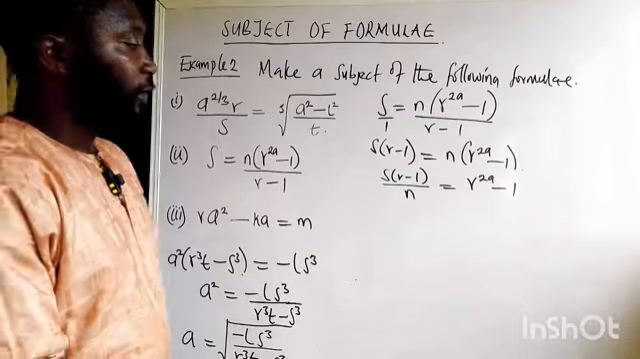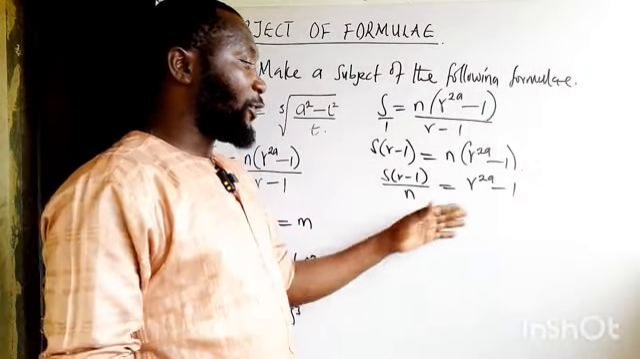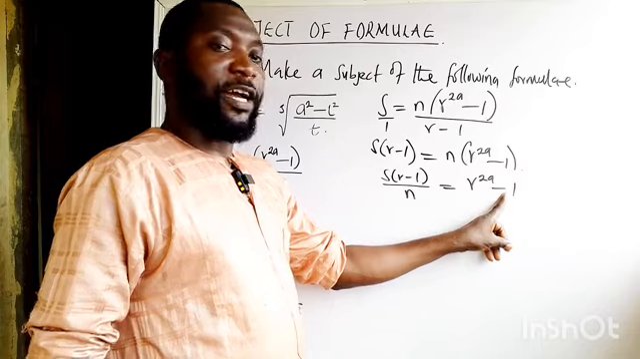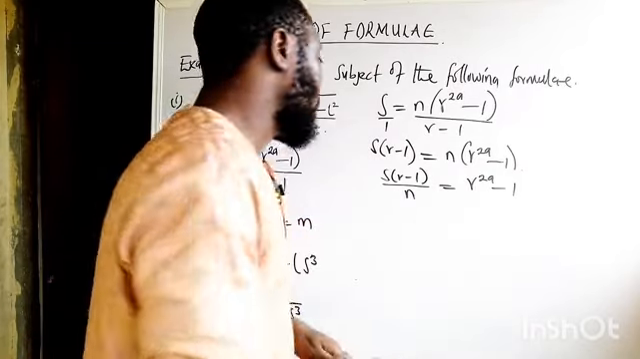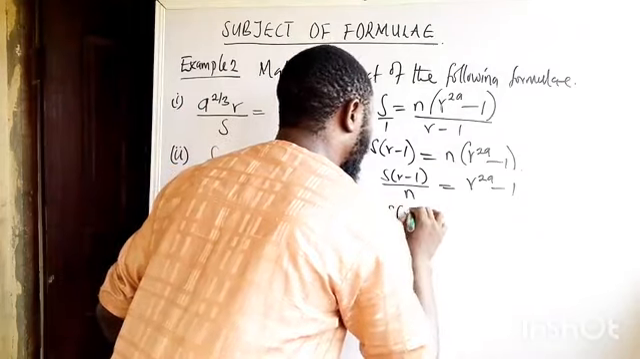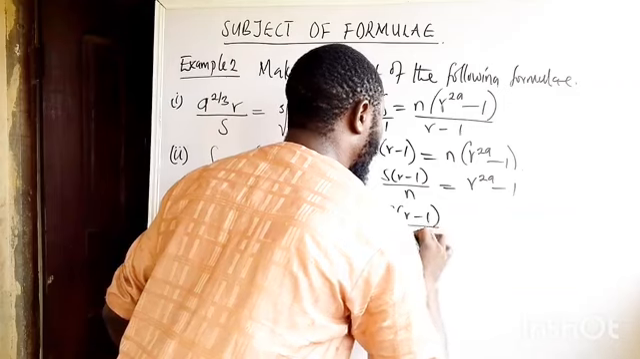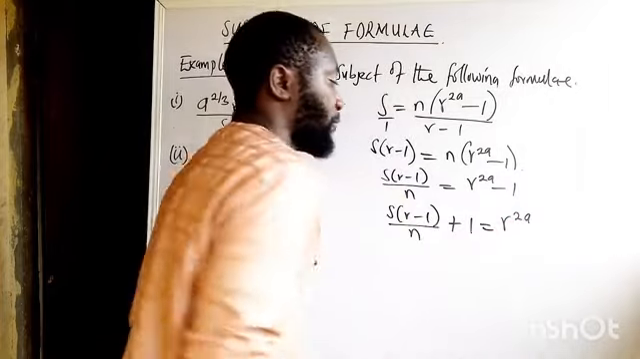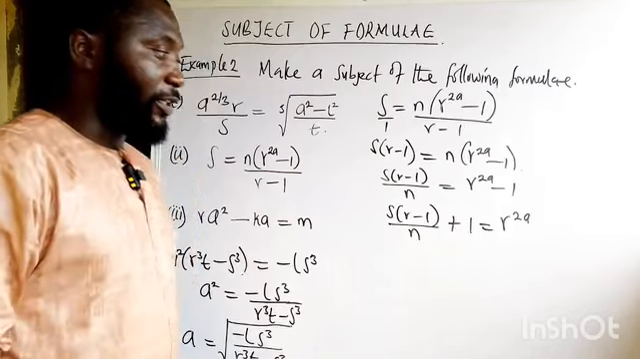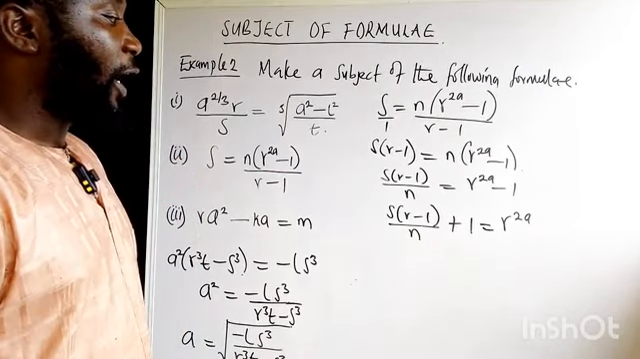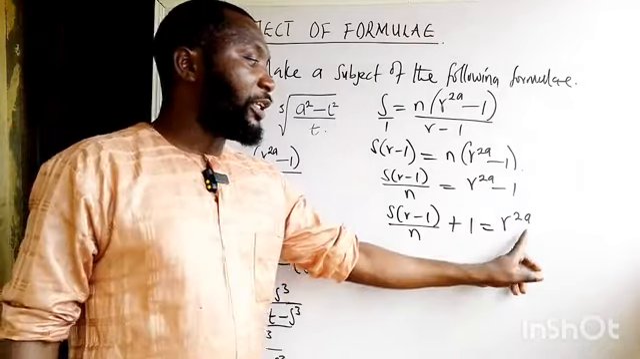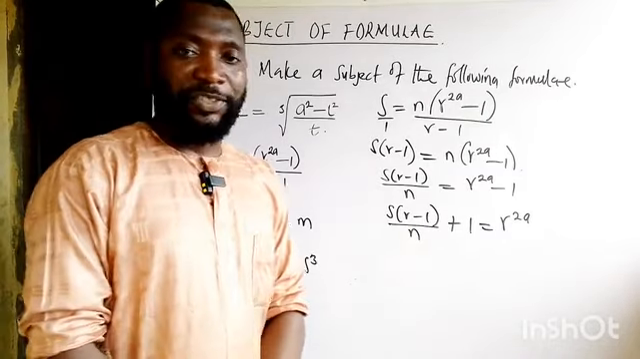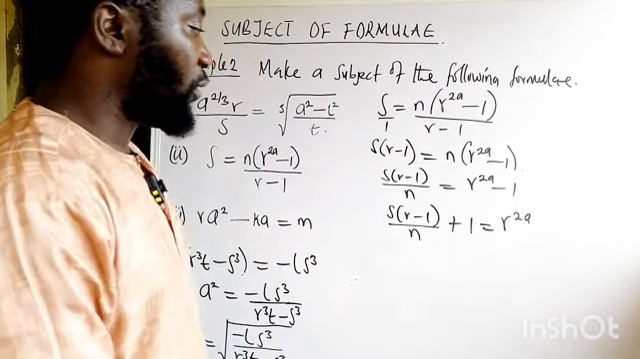Now again, we are trying to remove all those letters that are attached to a. Here we can remove this one by adding 1 to both sides. So now you have s open bracket r minus 1 divided by n, by the time you move 1, so plus 1 equals what? R to the power of 2a. Again, we are getting there. Now the next thing to do, we want to make the power the subject. What should we do? You take the logarithms of both sides.